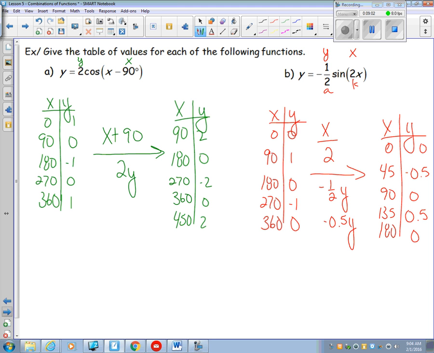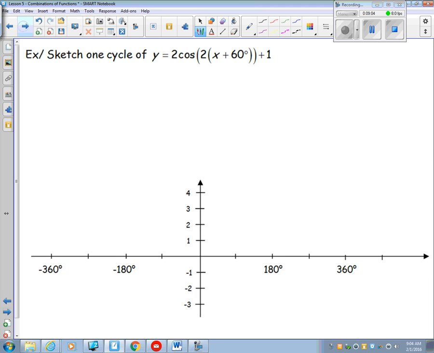And last one. We're actually going to draw this one out this time. Okay, one cycle of this big giant equation. Let's do what we've always done. Start off with your table of values for a cosine curve. 0, 90, 180, 270, 360, 1, 0, negative 1, 0, 1. Okay. A, K, D, and C.